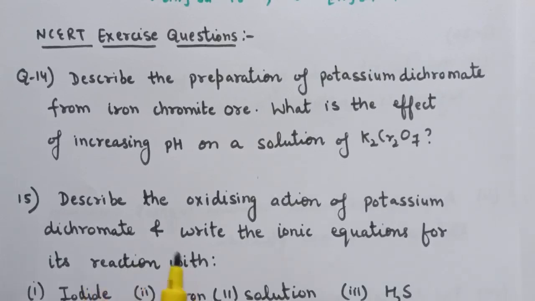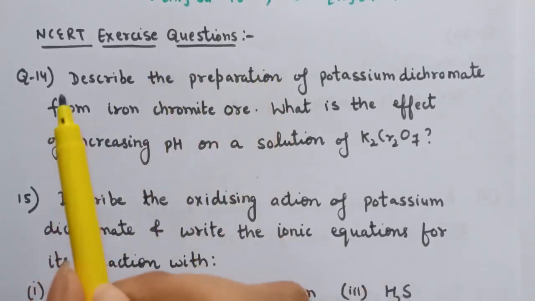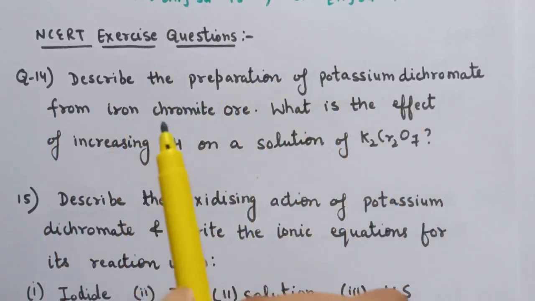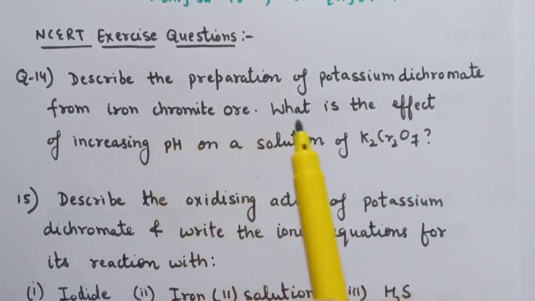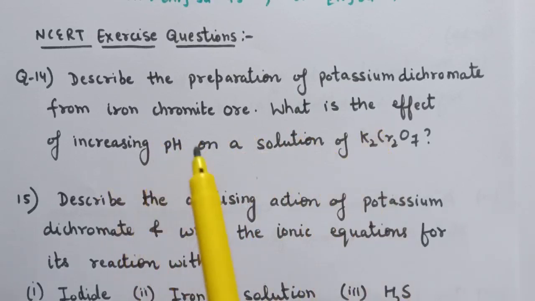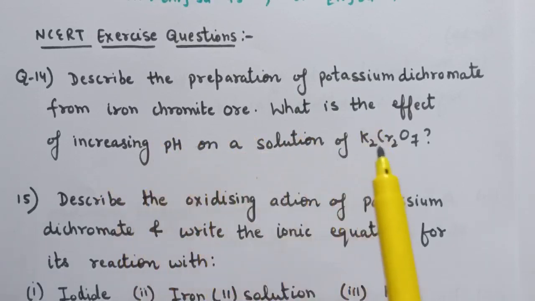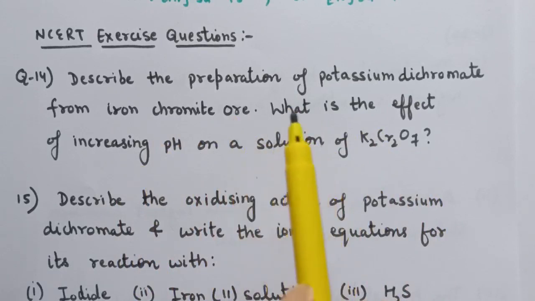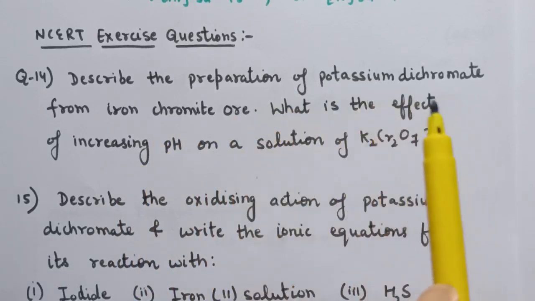Next question is from the NCERT exercise. Question number 14. Describe the preparation of potassium dichromate from the iron chromite ore. What is the effect of increasing pH on a solution of K2Cr2O7? This we already discussed in our lecture during the preparation of potassium dichromate.